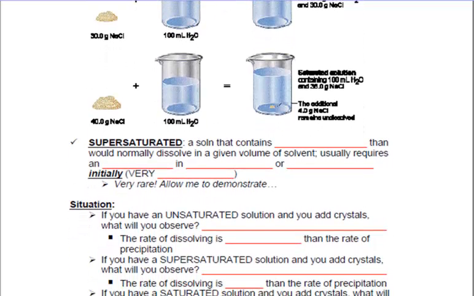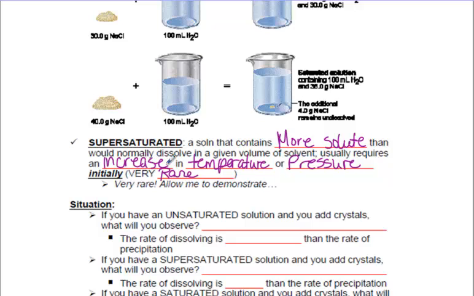Okay, the third type of solution is supersaturated. I'm sorry, a solution that contains more solute than would normally dissolve in a given volume of solvent. This usually requires an increase in temperature or pressure. And this is actually very rare, okay? And I will try to demonstrate this in class, provided that I have the materials.